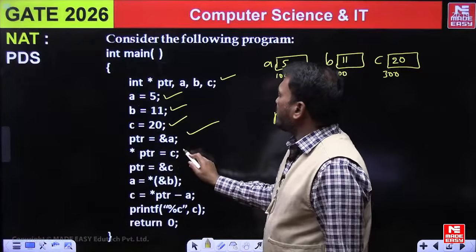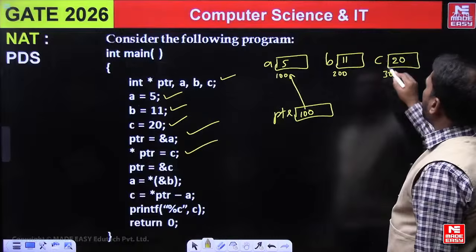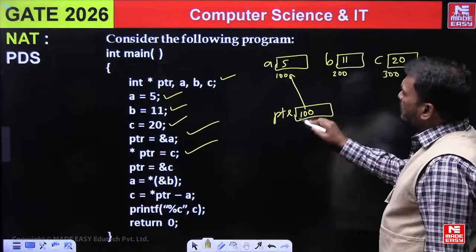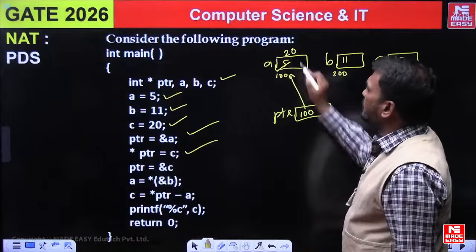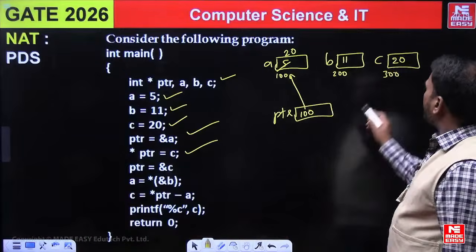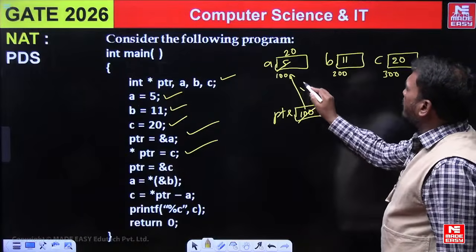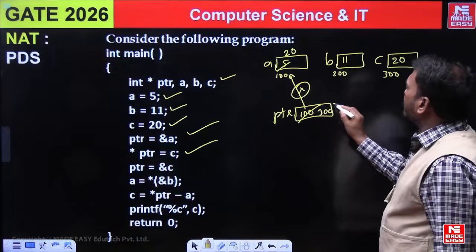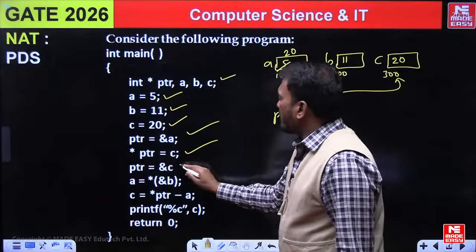And next, star PTR equal to C. Now tell me, what is in C? 20. Star PTR means the value at the location 100. So here it is changed to 20. This line is done. And PTR equal to address of C. Address of C is 300. So now you are changing it to 300. Now this pointer is no more available. Now this is directly pointing to this one. This line is also completed.